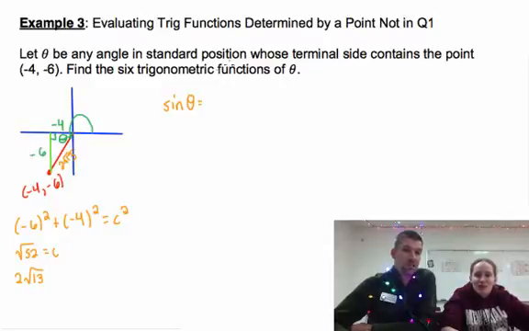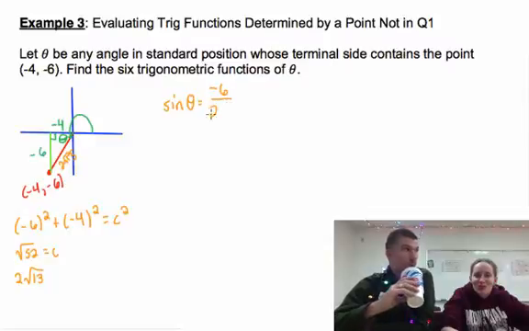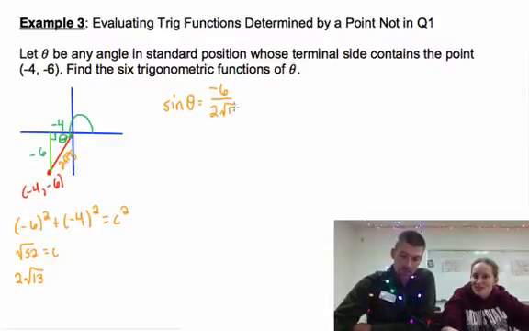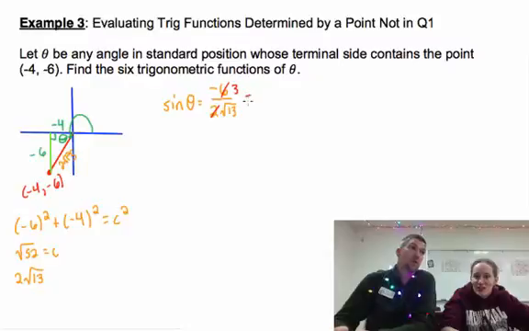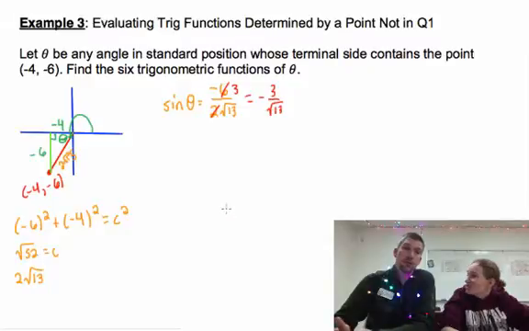Sine of theta is opposite over hypotenuse, which is -6 over 2 square root of 13. That simplifies to -3 over the square root of 13.